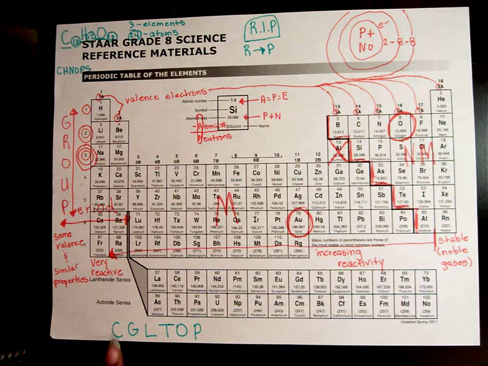C stands for a color change. G is a gas produced. L is a light produced. T is a temperature change. E is an odor produced. And P is a precipitate formed. Those are your 6 signs of a chemical reaction.